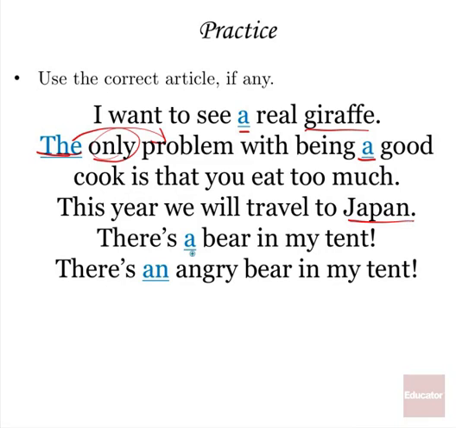There's a bear in my tent. It could be any bear. I don't know if it's any specific bear. It's just a bear. But there's an angry bear in my tent. Bear starts with the b sound. Angry starts with the a sound. So, an angry bear, a bear.